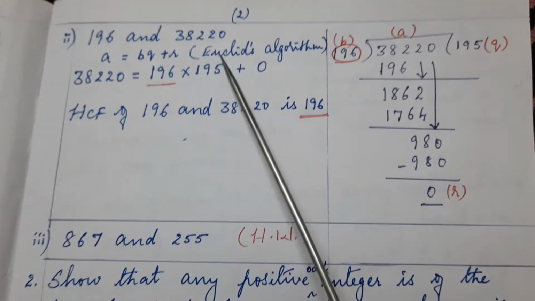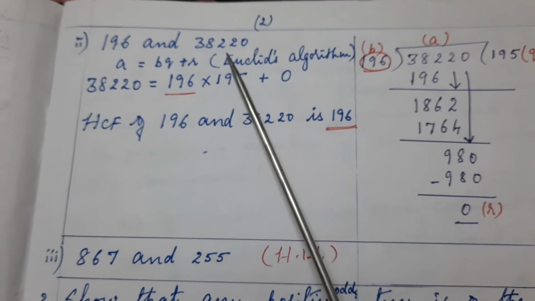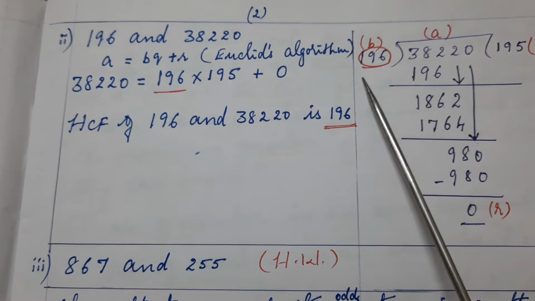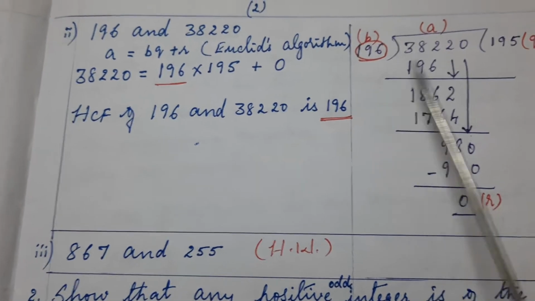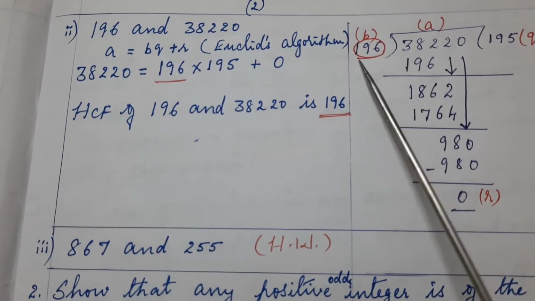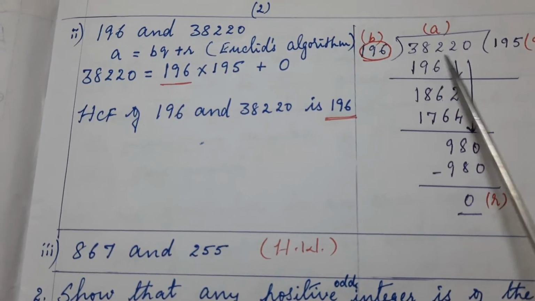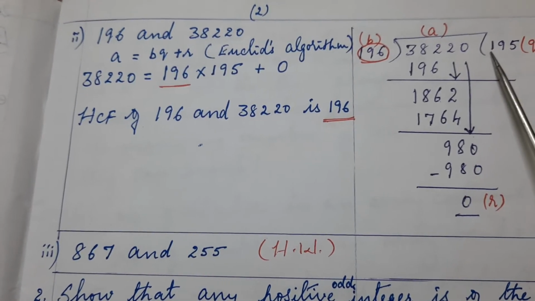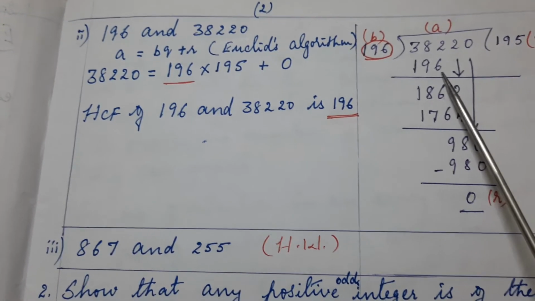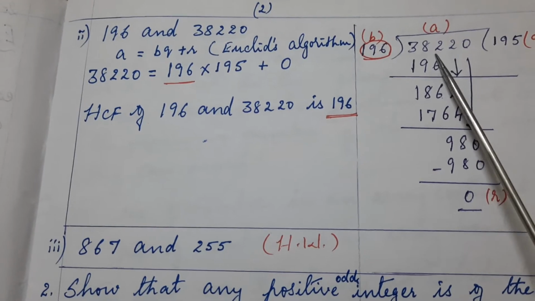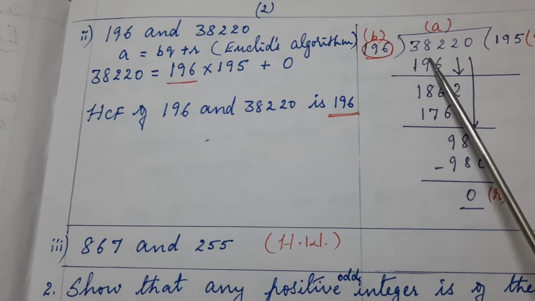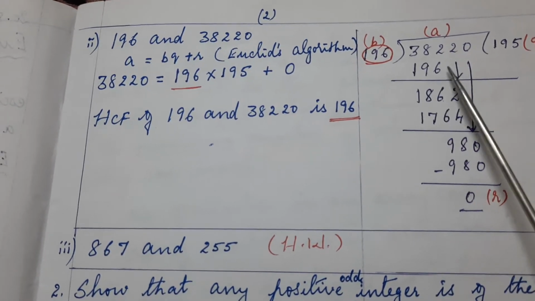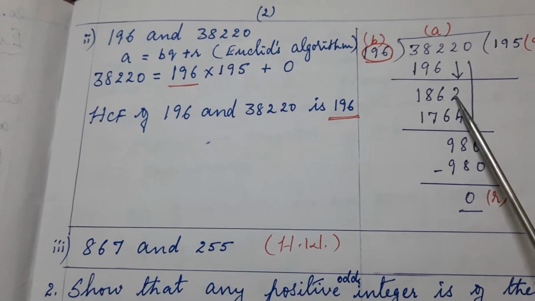Which is the biggest number here? 38,220 is the biggest number. So, I am dividing 38,220 by 196. It's a big number. First it's 3 digits here, so I am taking 3 digits, 382. Now when I divide, I get 1 into 196 is 196. I am subtracting. 12 minus 6 is 6. Here 17 minus 9 is 8. 2 minus 1 is 1. I am bringing down the next number, that is 2.